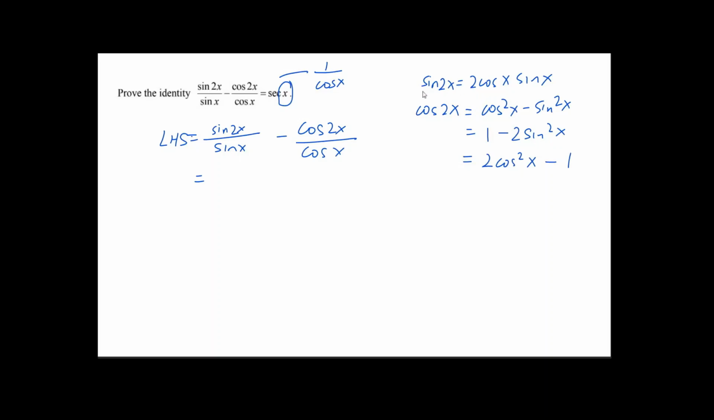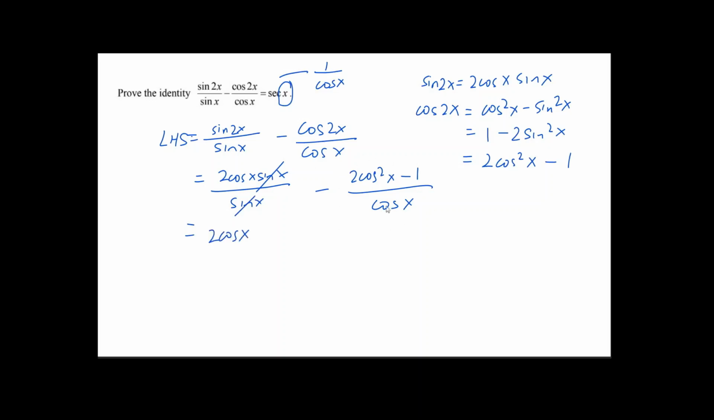Now what I'm going to do is replace sine 2x with 2 cosine x sine x, and replace cosine 2x with 2 cosine square x minus 1. All right, so let me do that. Now when I look at this, I have sine x and sine x, which I can cancel off, so I'm left with 2 cosine x here.